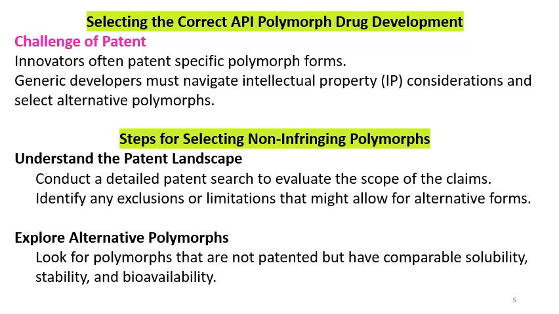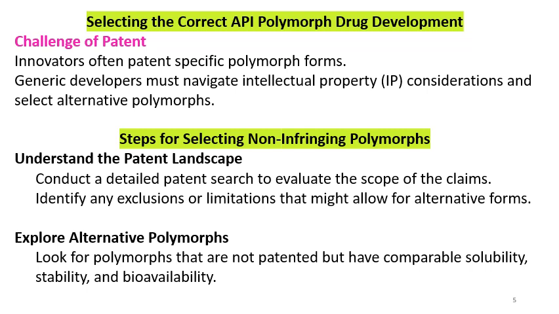Innovators often patent specific polymorphic forms. So generic product developers must navigate intellectual property, that is IP, considerations and select alternative polymorphs. This is a very important aspect of generic product development if the API polymorph is patented. Steps for selecting the non-infringing polymorphs. For example, if the API has 4 polymorphs, polymorph 1, 2, 3 and 4, as an example I am giving here, and polymorph 1 and 2 are claimed.